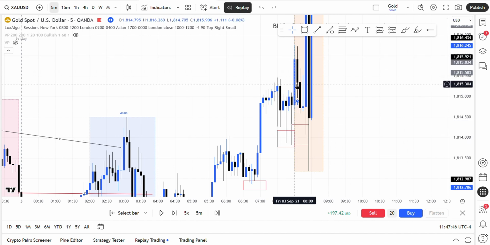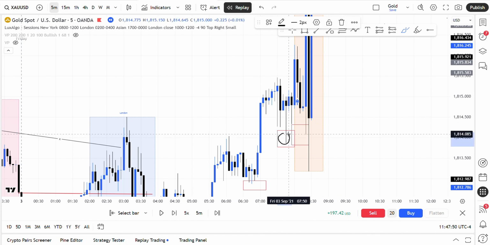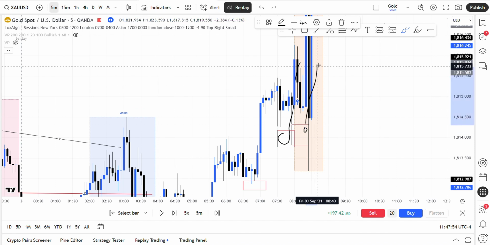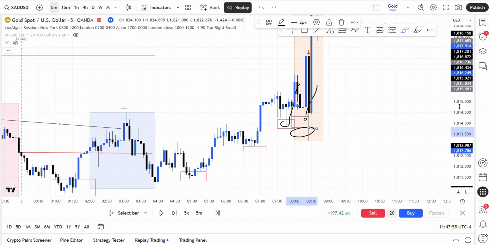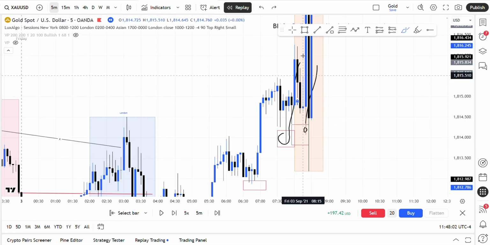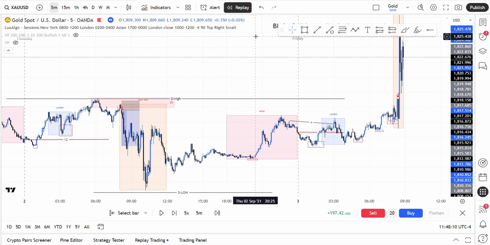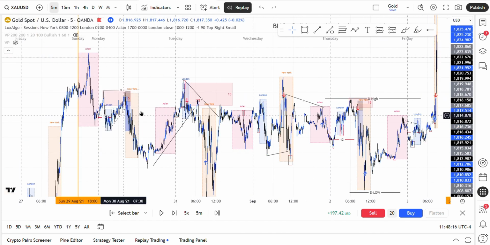Let me draw it to show you. This was an inducement to push higher, and then this caused another inducement to push higher, and then we induced both of them and we pushed higher. Those are very powerful concepts. That's why you should always use inducement. Let's get back to what happened in the entire week. We got around 1, 2, 3, and 4. We got 4 good setups.